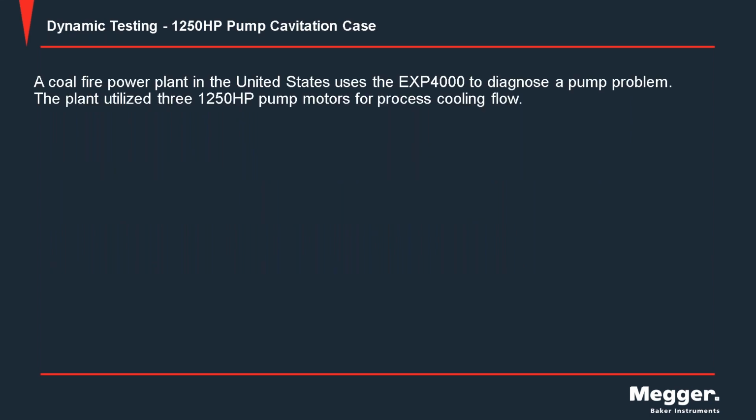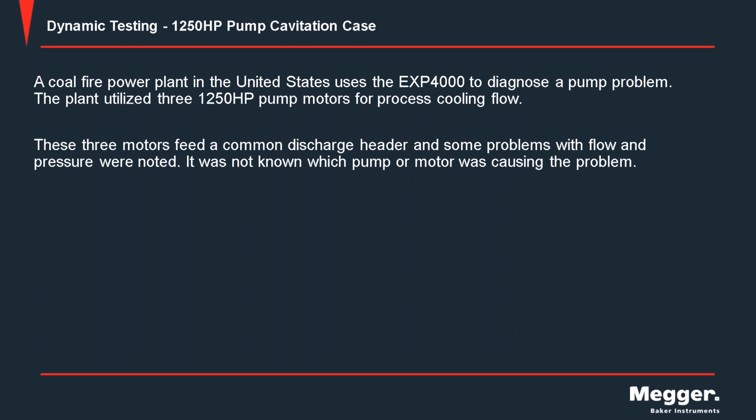Okay, last case is a dynamic case. Here we have a coal fire plant. This is a utility, a power generation plant. Probably one of the first examples of the EXP being used in the field to identify a problem. Of course, we send this thing out there that's supposed to be an efficiency estimator, and the first thing they do is they diagnose a pump problem, right?